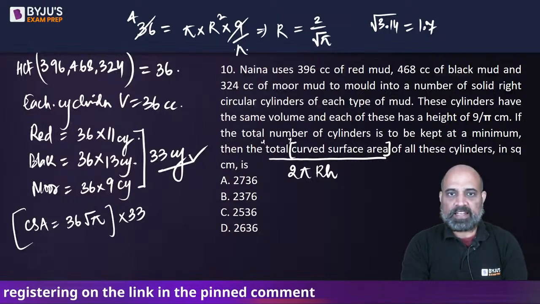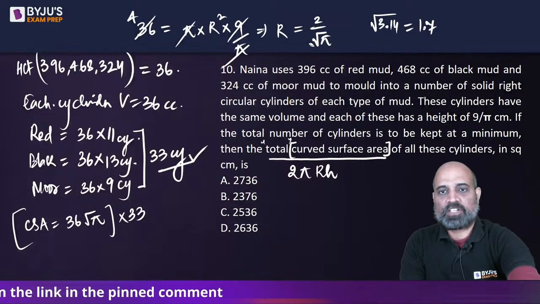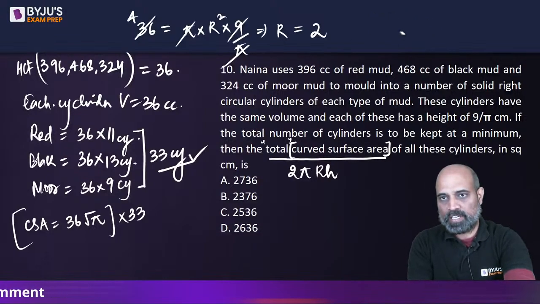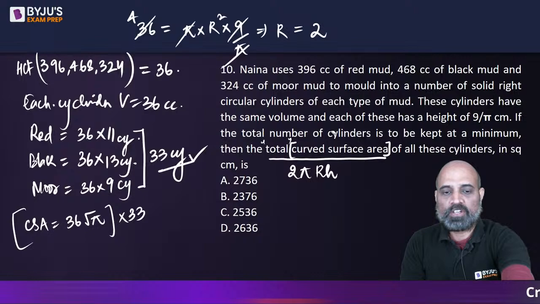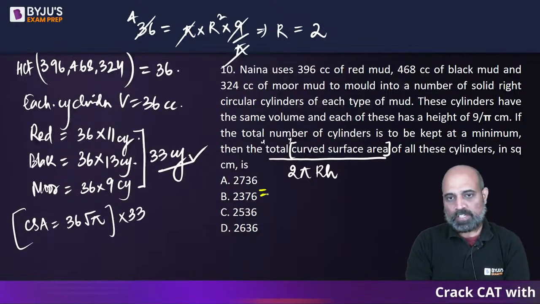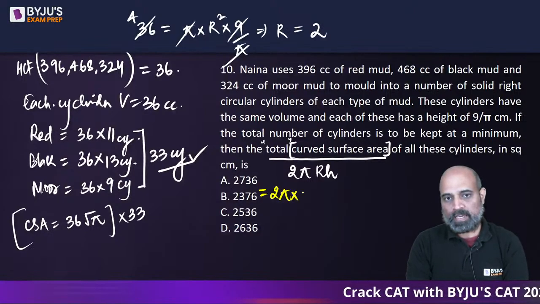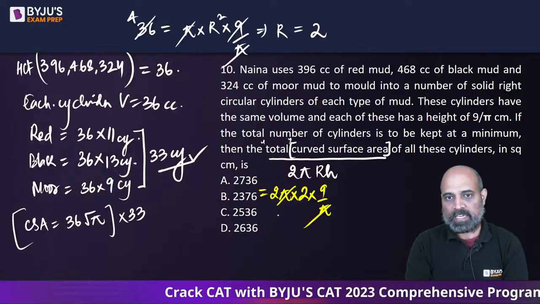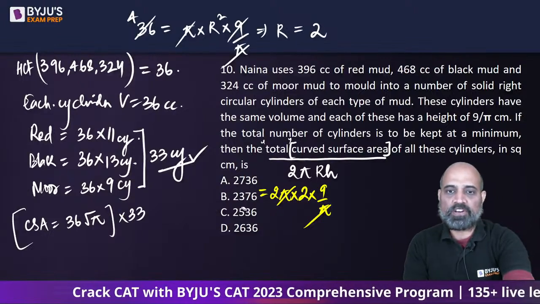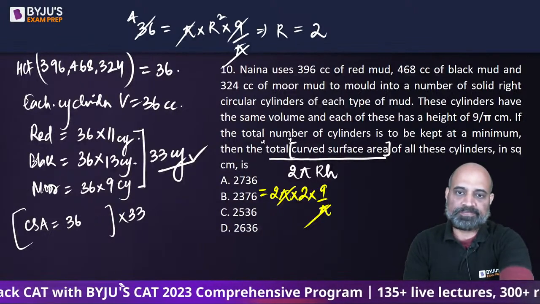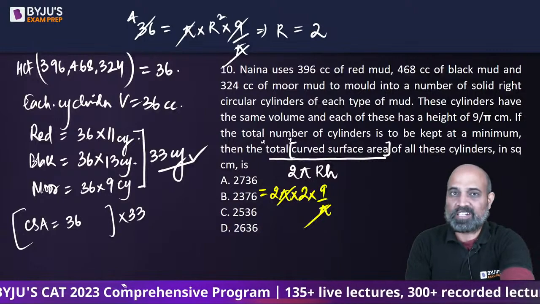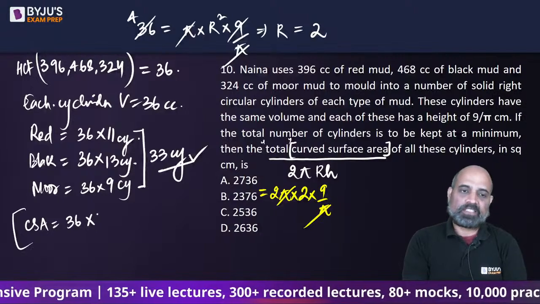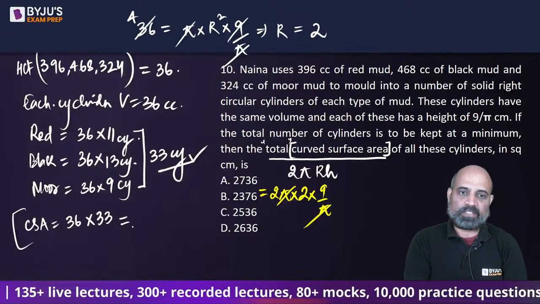If I take this as 9 by pi, so pi gets cancelled out. I'll get radius as an integral value so that I don't have to deal with any of this. 2 pi rh will turn out to be 2 pi, radius being 2 and height being 9 by pi, pi cancels out. So the area of each is 9 into 4, 36, right? So we will have 36 into 33 is what we should have.